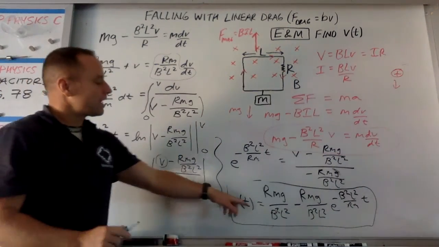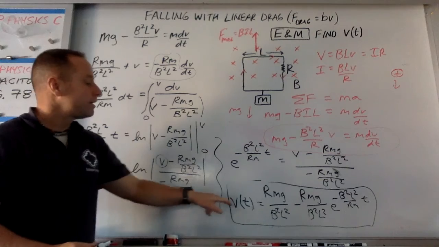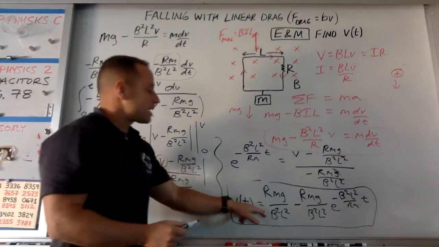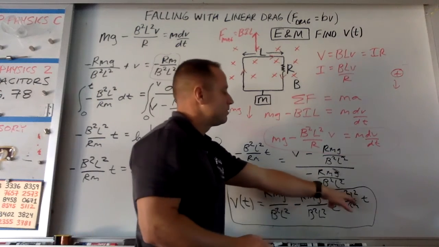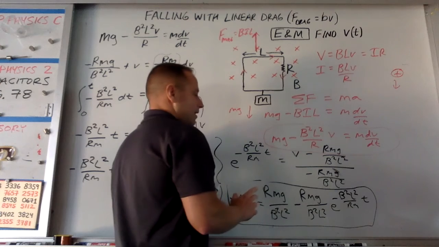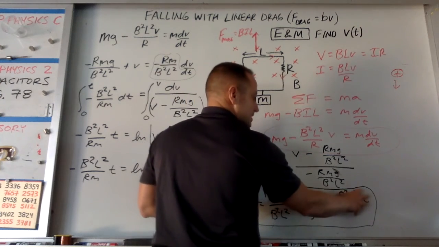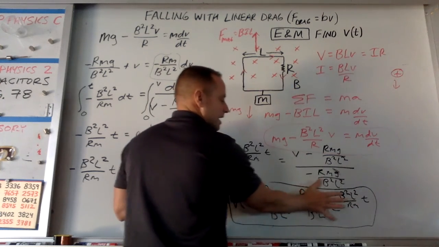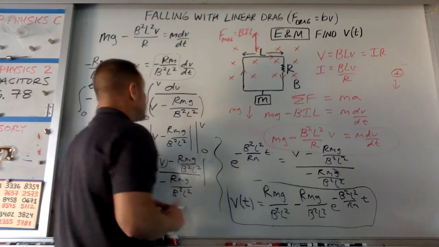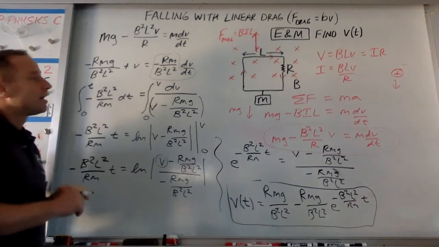What that's going to look like is an approach to Rmg over b squared L squared. So velocity is going to tap out when we get to t equals infinity. Then this would be like e to the minus a big number, which is 0. So this whole second term would be gone. And the velocity is just going to approach this Rmg over b squared L squared.